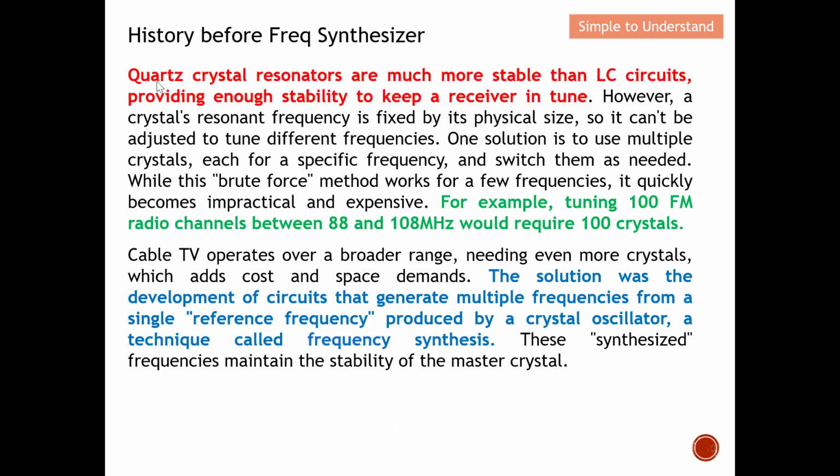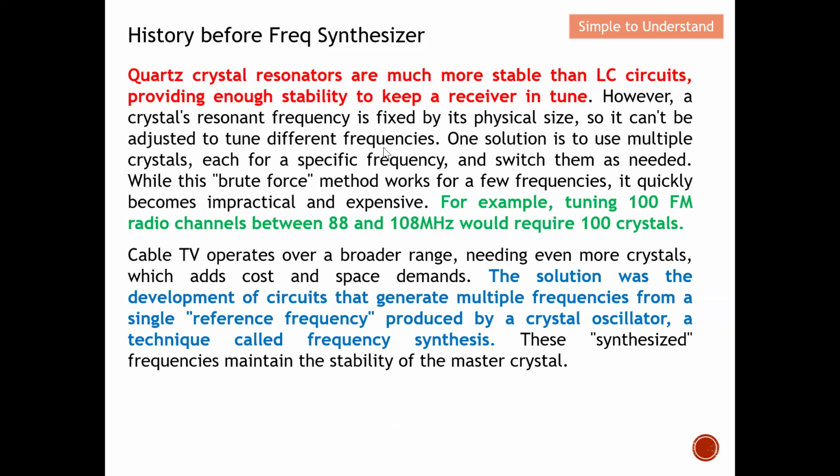This is how to pronounce quartz crystal. Crystal resonance is much more stable than an LC circuit, providing enough stability to keep a receiver in tune. However, a crystal's resonant frequency is fixed by its physical size. So basically, in short, the frequency depends on the size.